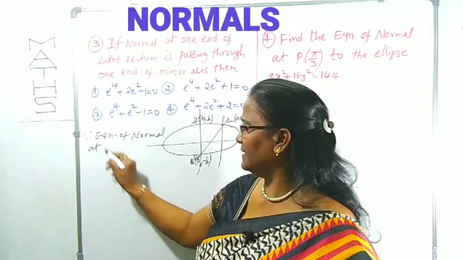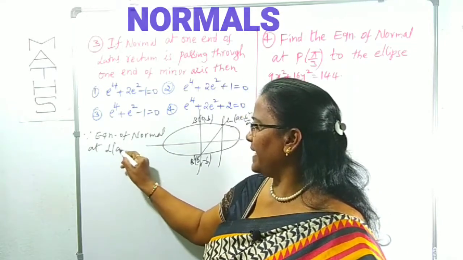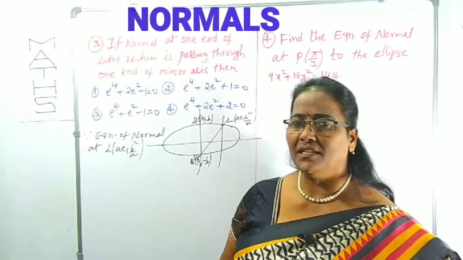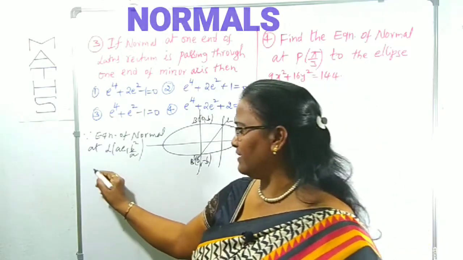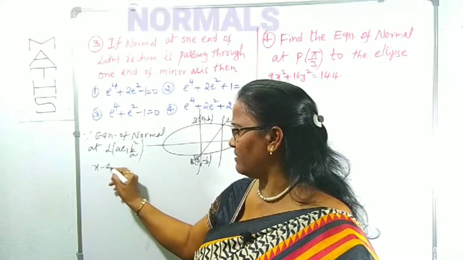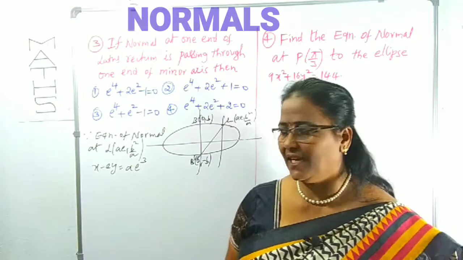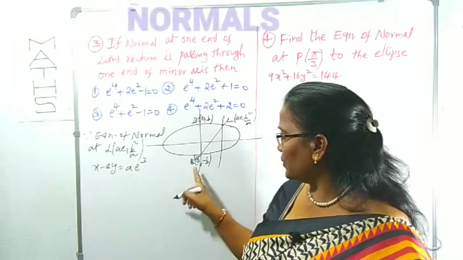at L, that is (ae, b square by a), right? This is clearly one end of the latus rectum. The equation I gave is x minus ey is equal to ae cubed. Clear? I have given it already. This is passing through where?